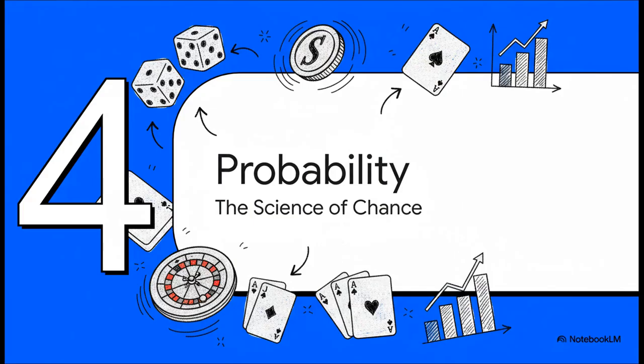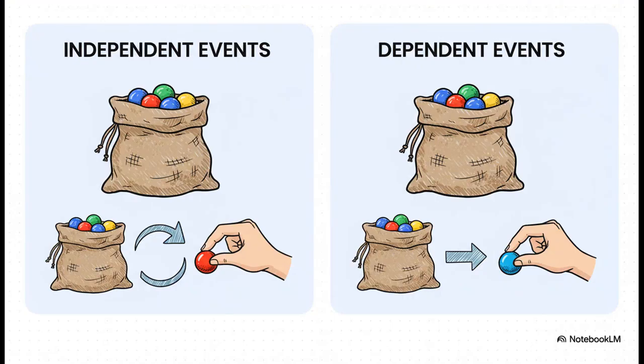And that brings us to our final big topic, probability, which is really just the mathematics of chance. It's how we measure how likely it is that something's going to happen, whether that's flipping a coin or winning the lottery. The key thing to get here is the difference between independent and dependent events. The best way to think about it is with marbles in a bag. If you pull a marble out and then you put it back, the odds for the next person are exactly the same, right? That's independent. But if you pull a marble out and you don't put it back, now the odds have changed for the next pull. That's a dependent event. What happens first totally affects what happens next.